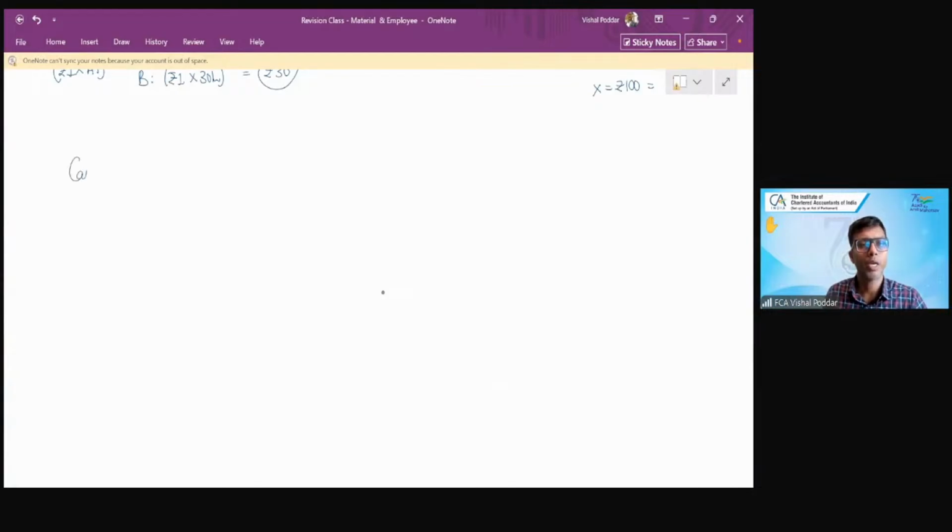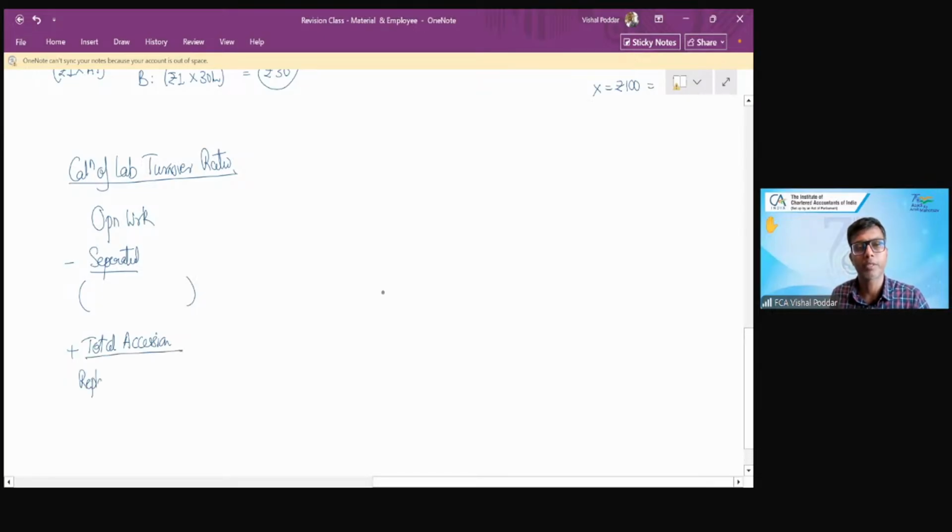So, calculation of labor turnover ratio. In this, first we should do the working: opening workers minus those who are separated. Separated may have different reasons, so we will add plus total accessions.